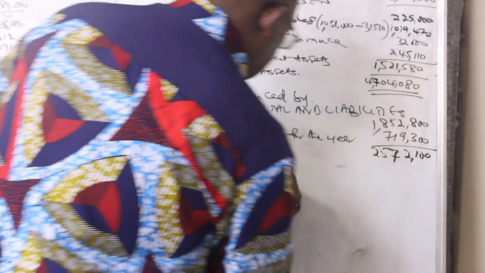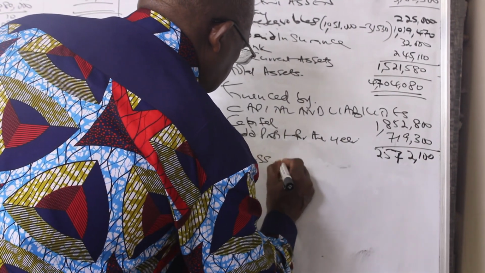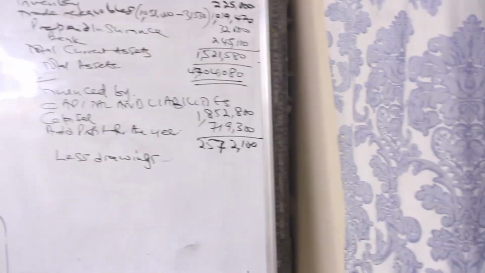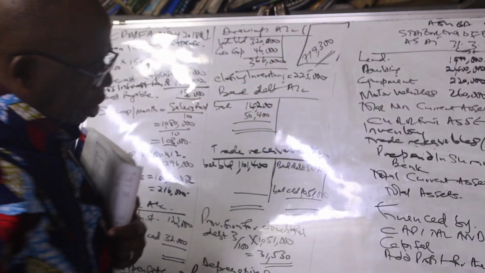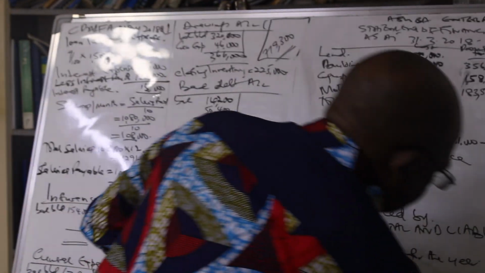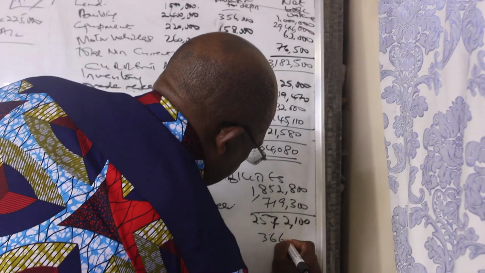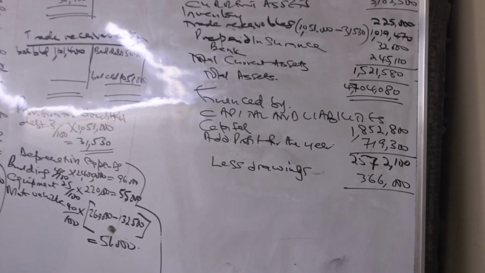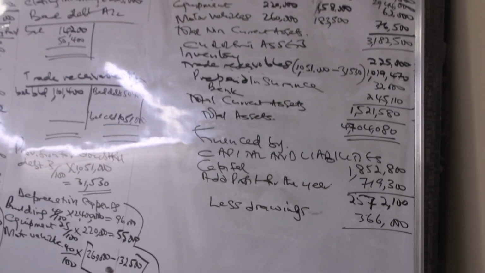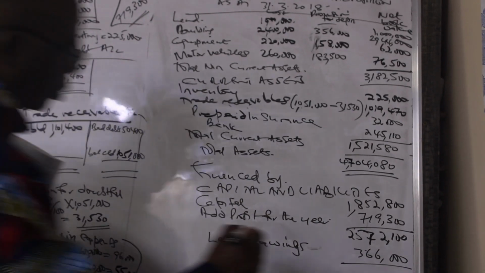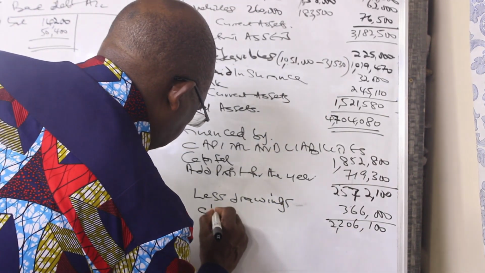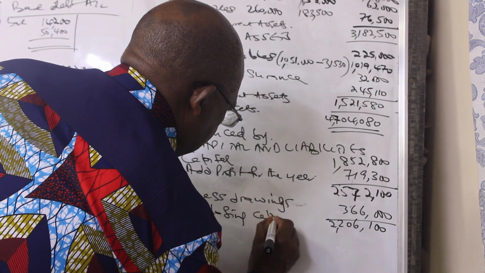2,572,100. We say less drawings. Our drawings are 366,000. So we say less drawings, minus 366,000. We get a figure of 2,206,100. That becomes our closing capital.